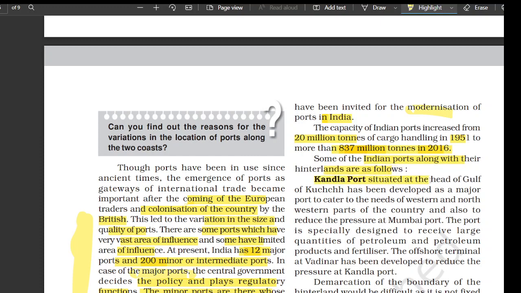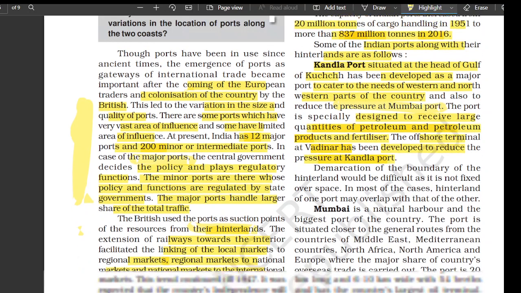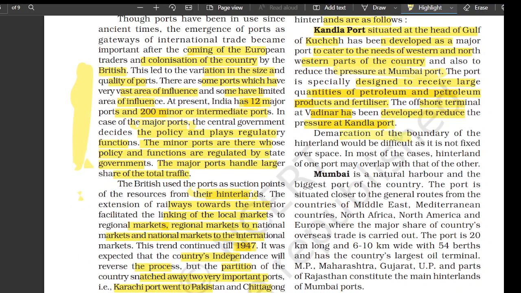Kandla Port, situated at the head of Gulf of Kutch, has been developed as a major port to cater to the needs of western and northwestern parts of the country, and also to reduce the pressure at Mumbai port. The port is specially designed to receive large quantities of petroleum and petroleum products and fertilizer. The offshore terminal at Vadinar has been developed to reduce the pressure at Kandla port. Demarcation of the boundary of a hinterland would be difficult as it is not fixed over space. In most cases, the hinterland of one port may overlap with that of another.